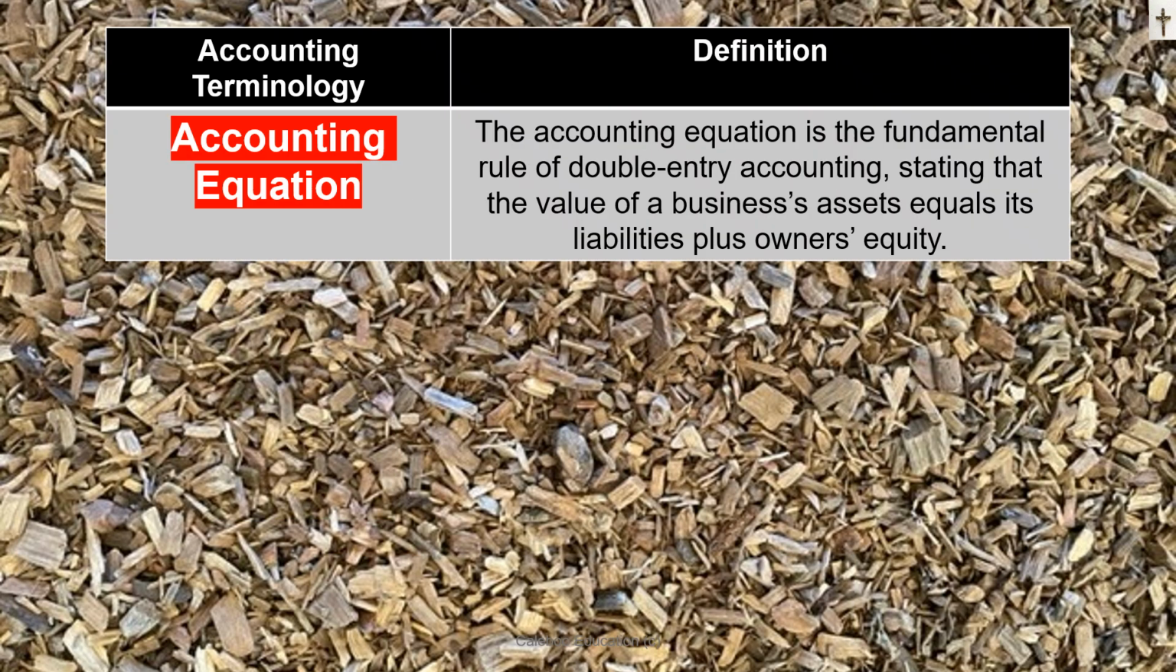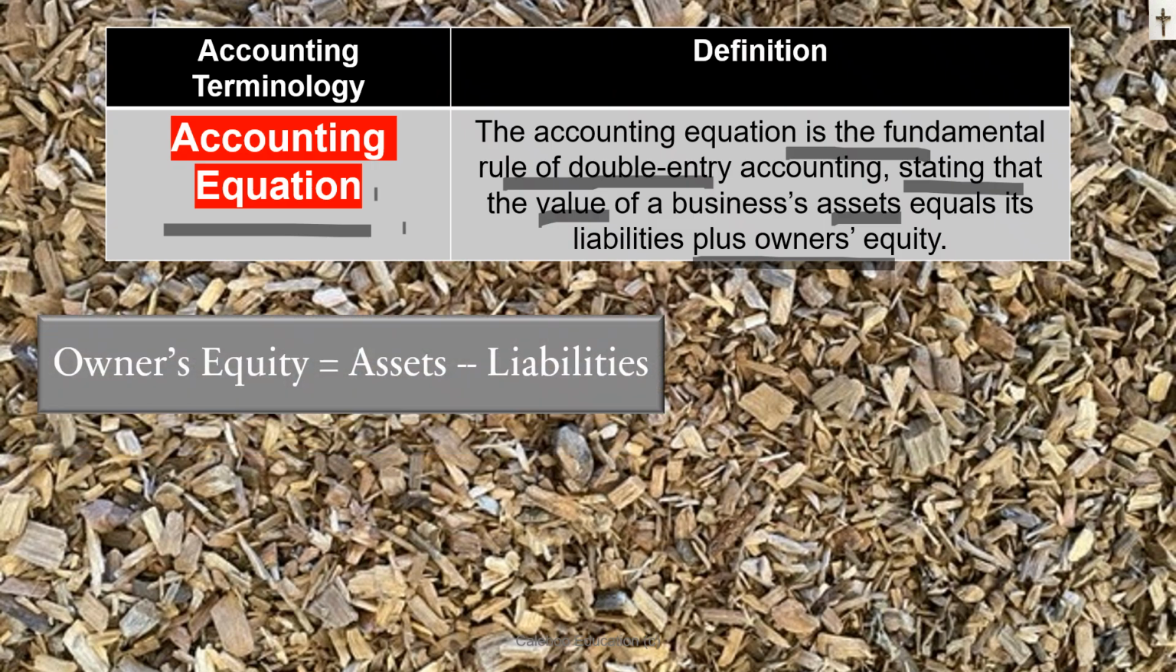The accounting equation. Every single transaction that takes place in the business will have an effect on the accounting equation. So the accounting equation is the fundamental rule of double entry, stating that the value of the business's assets equals its liabilities plus owner's equity. So A is equal to O plus L.